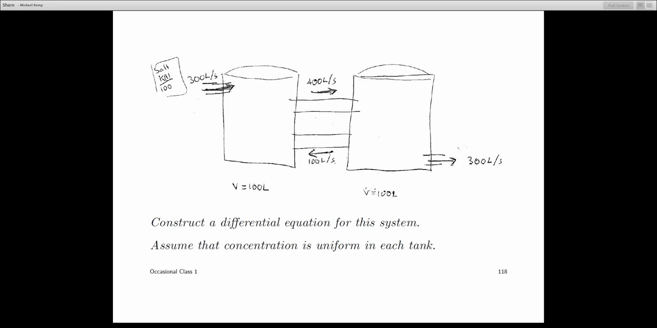So I've got a picture, hopefully you can see, and hopefully you can hear me, of a mixing tank situation. So that's working.